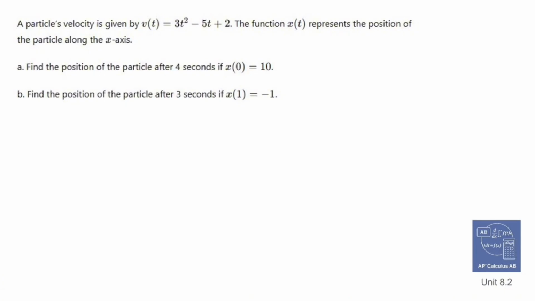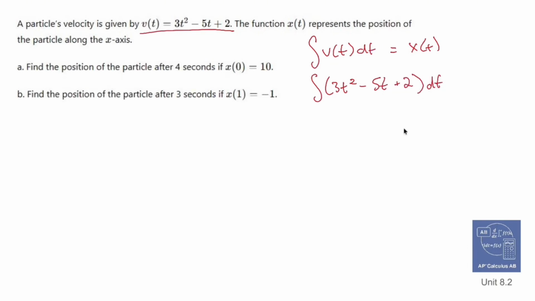So let's integrate straight up there. The integral of v of t is going to give us our position function. So we're going to integrate 3t squared minus 5t plus 2 dt. That is going to be t cubed minus 5 halves t squared plus 2t plus c. All right, so that is going to be our position function.